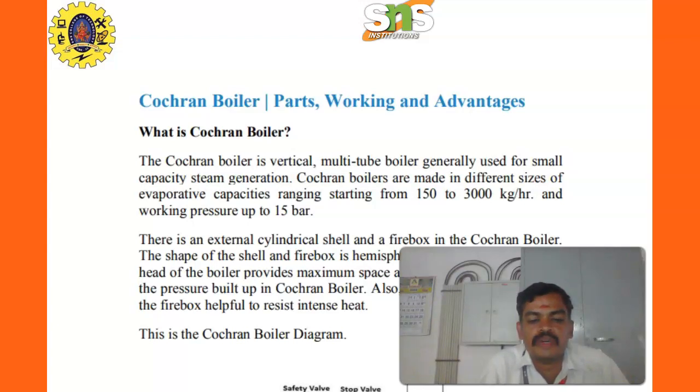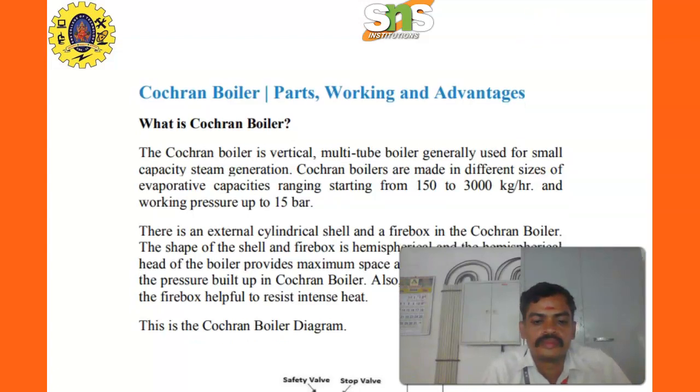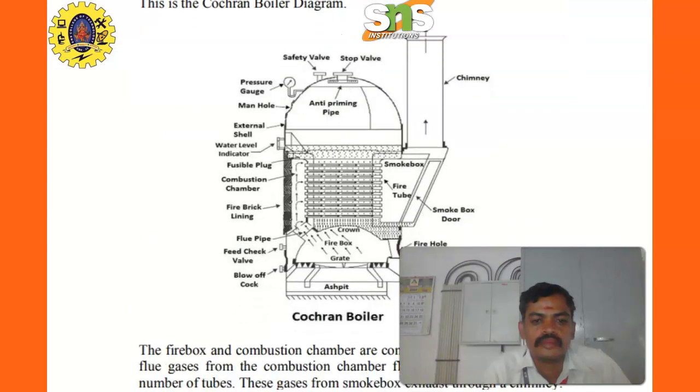This is the Cochran boiler diagram. It consists of a safety valve, stop valve, pressure gauge, manhole, anti-priming pipe, external shell, water level indicator, fusible plug, combustion chamber, fire bricks lining, fire tube, smoke door, blow off cock, flue pipe, and grate ash pit.